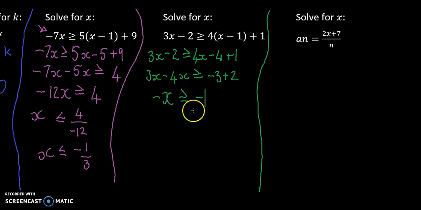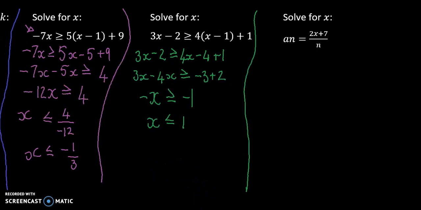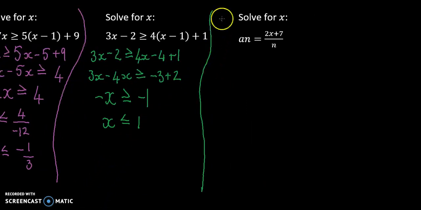We're going to divide both sides by negative 1, or I suppose we're going to multiply both sides, depending on how you look at it, which means that the sign changes direction. We're doing well so far. Got the last question over here. Let's go back to purple again.